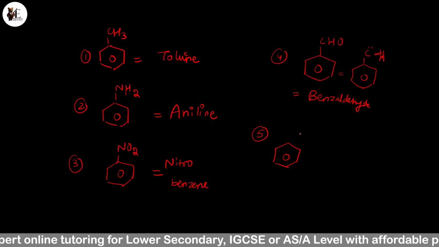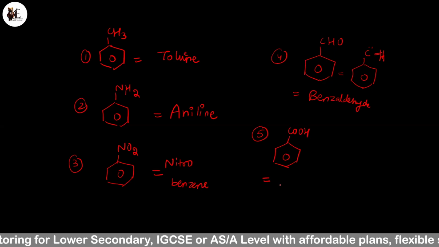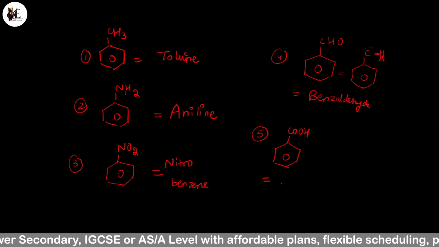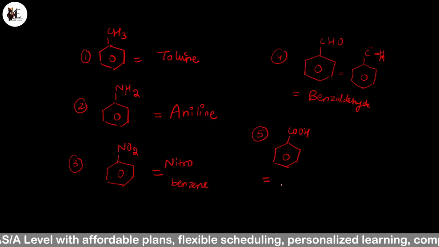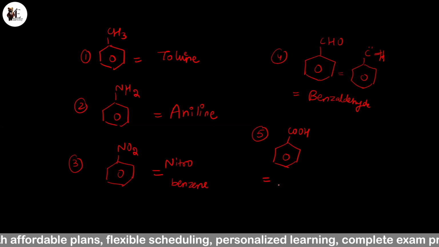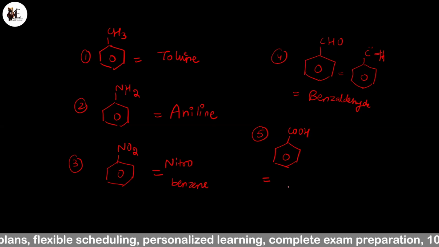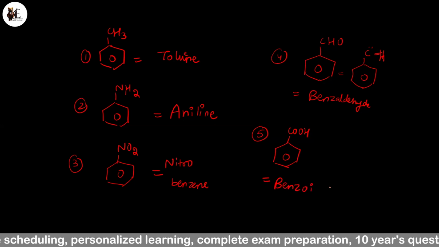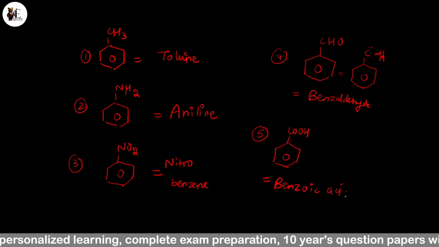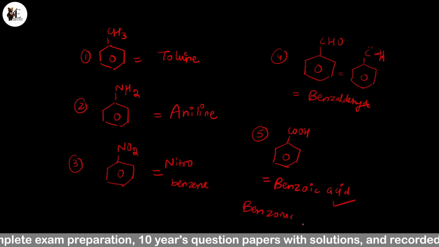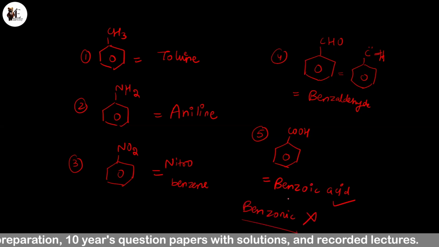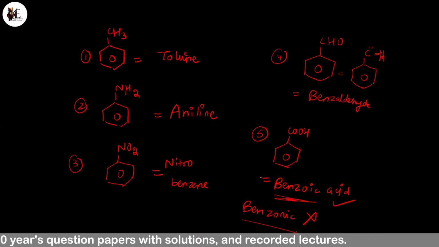And what is the name of this compound, Shama? Benzonic acid. Benzoic. It is not benzonic. No N here. Benzoic acid is correct, and benzonic acid is incorrect. It is benzoic, O-I-C, because carboxylic acid is O-I-C. Okay, so this is clear.